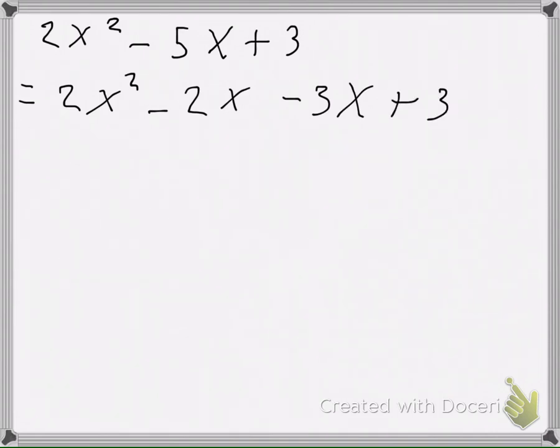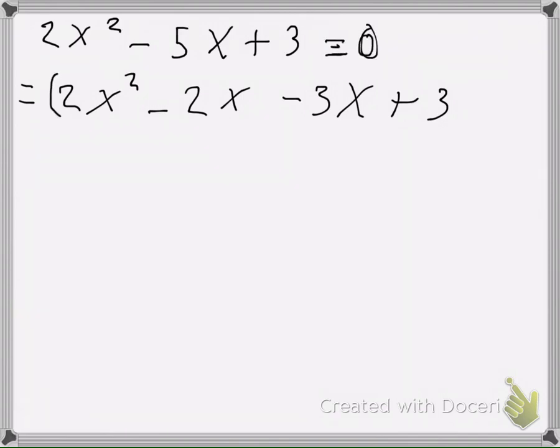So I'm breaking up negative 5x into negative 2x and negative 3x. And this works because 2x squared minus 2x minus 3x plus 3 is basically just a less simplified version of 2x squared minus 5x plus 3. Hope that makes sense. So I'm going to keep going.